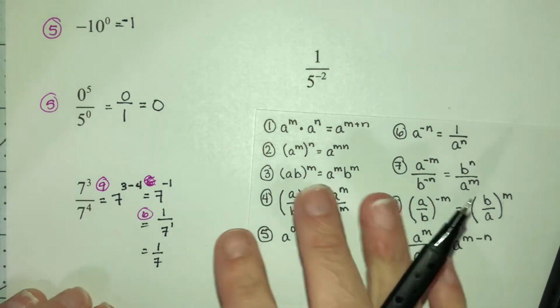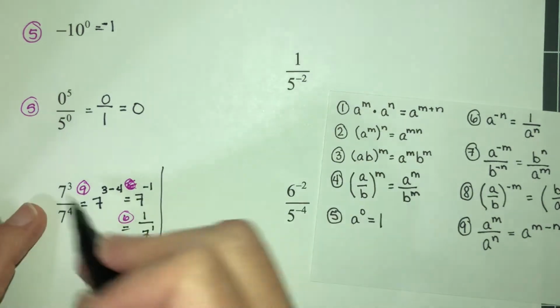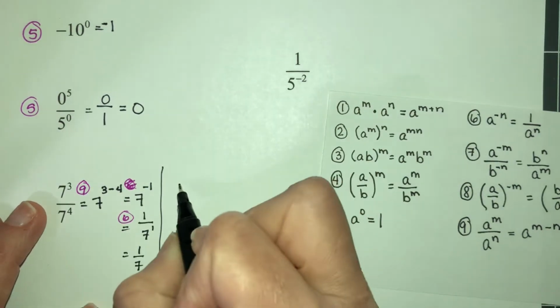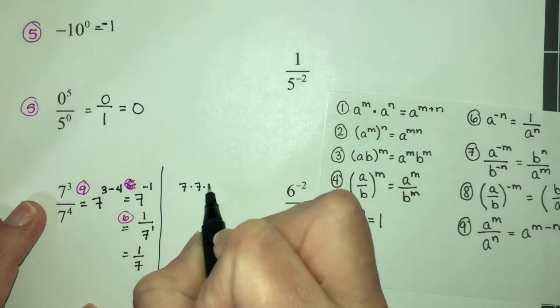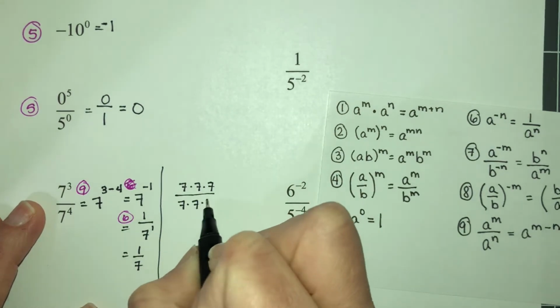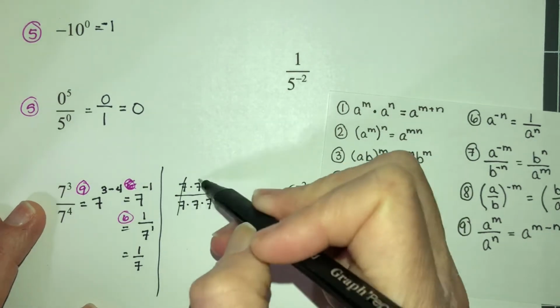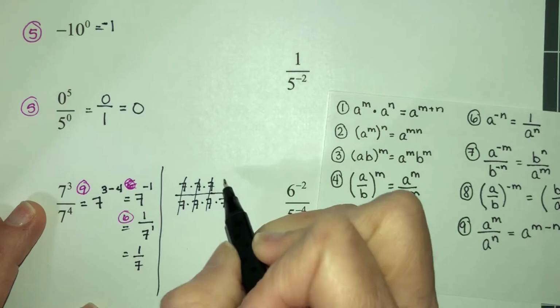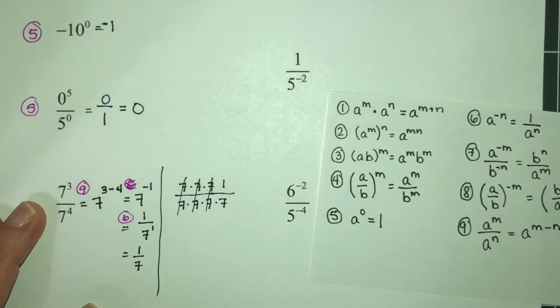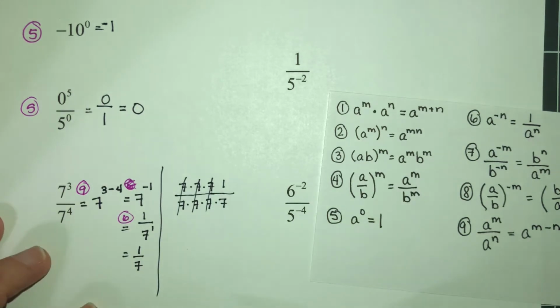Now another way of thinking about this is if we use the definition of exponents: 7 times itself 3 times, over 7 times itself 4 times, and then we start canceling things out. I have nothing left in the top, so I can always do a times 1 up there, and everything canceled out except the 7 in the bottom, so 1/7.